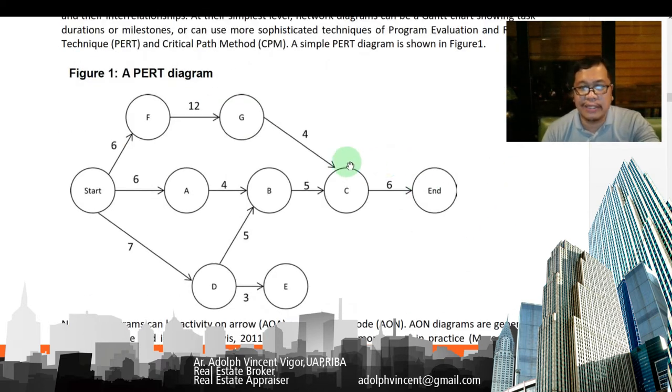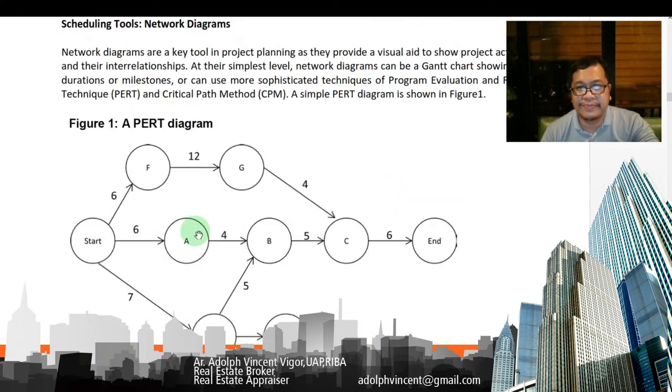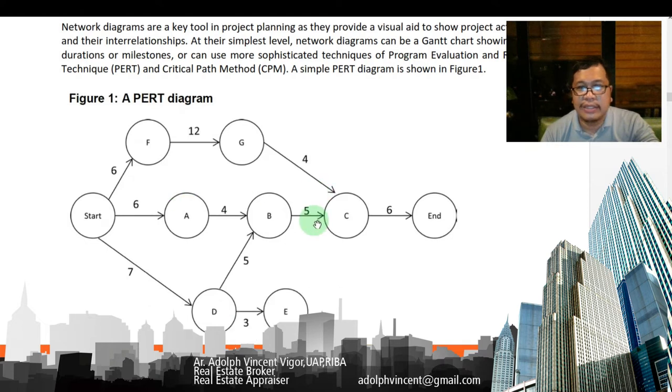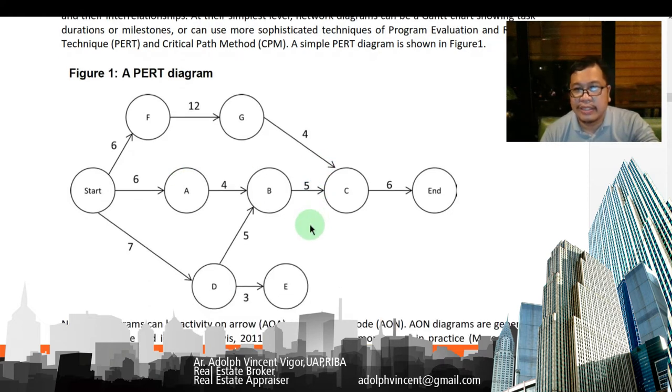So this is figure 1. This is a PERT diagram. If this is the start, these are the different activities, and these are the different durations also. So you need activity B; to complete activity C, you need to complete G and B. So that's the meaning of it.